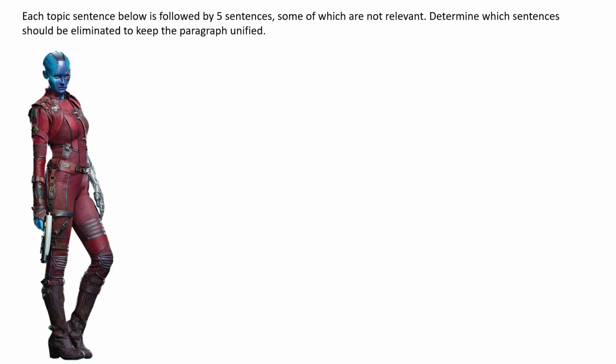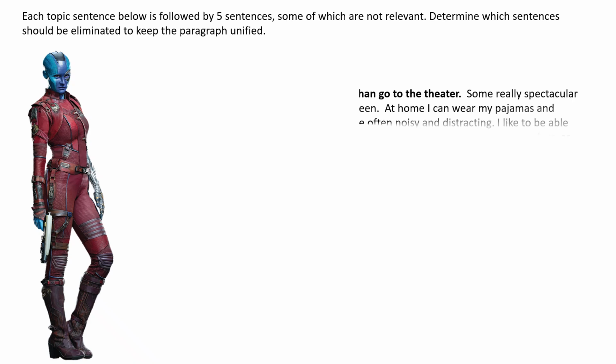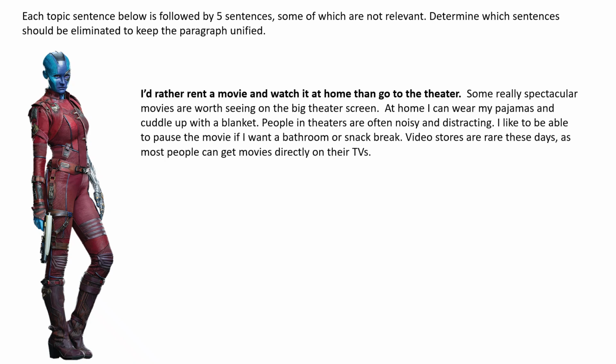All right, so I want to also talk about unity. So in the paragraphs below, each topic sentence is followed by 5 sentences, some of which are not relevant. So I would like for us to determine which sentences should be eliminated to keep the paragraph unified. So let's look at this first paragraph. And I'm going to use a pen so I can cross out details we do not need.